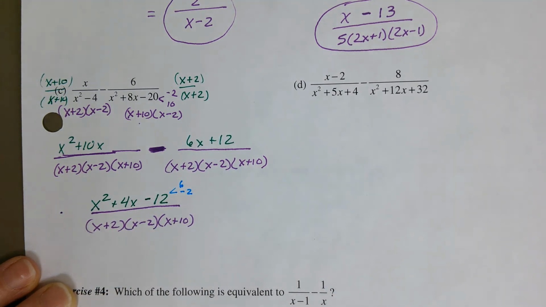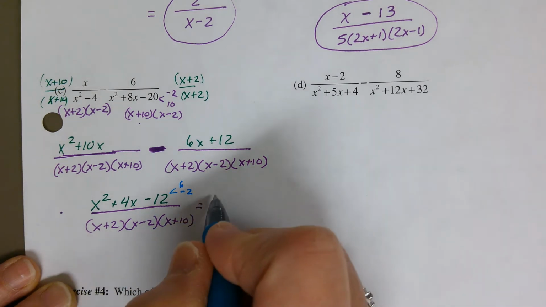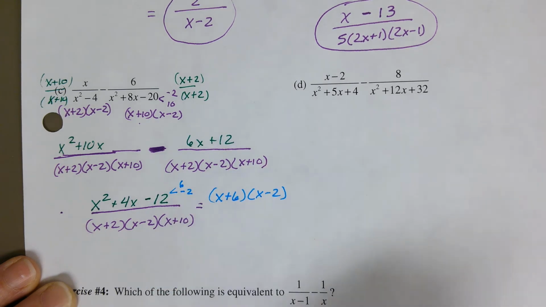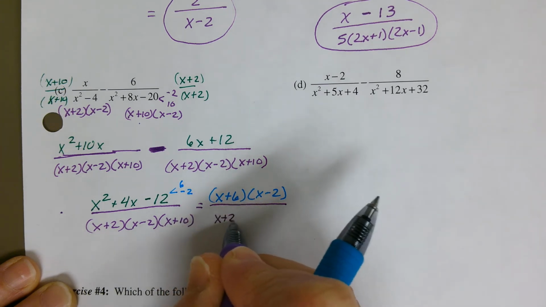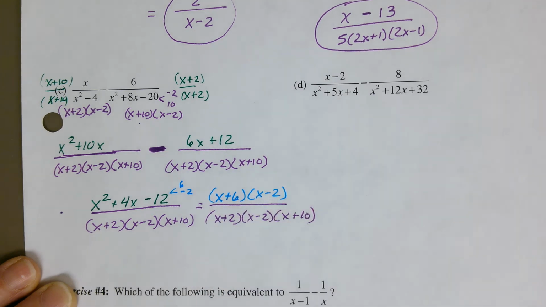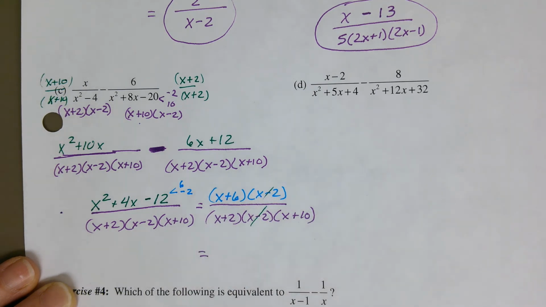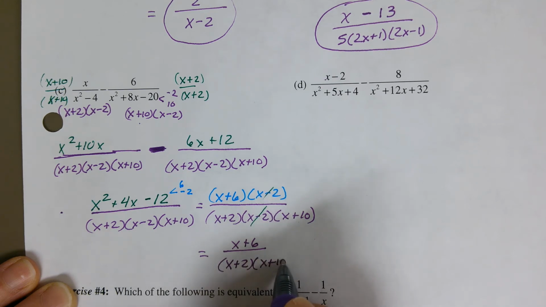Alright, so this factors into x plus 6 times x minus 2 over our denominator of x plus 2 times x minus 2 times x plus 10. And you see that the x minus 2's divide out. So our final answer is x plus 6 over x plus 2 times x plus 10.